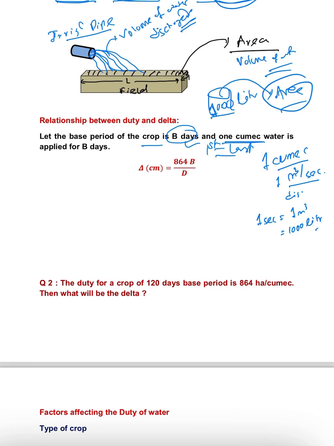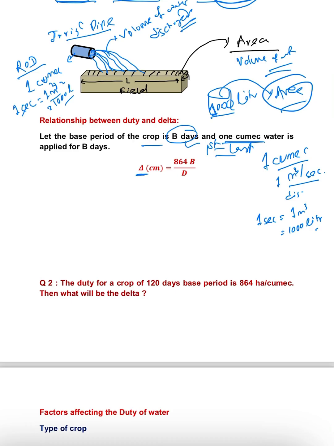Suppose here in this pipe the rate of discharge is 1 cumec. That means in 1 second, this pipe will discharge 1 meter cube of water, or we can say 1000 liters of water. So now the question is, what is the relation between duty and delta?